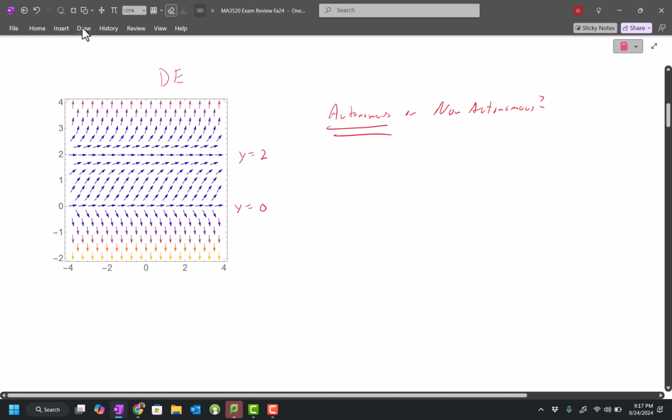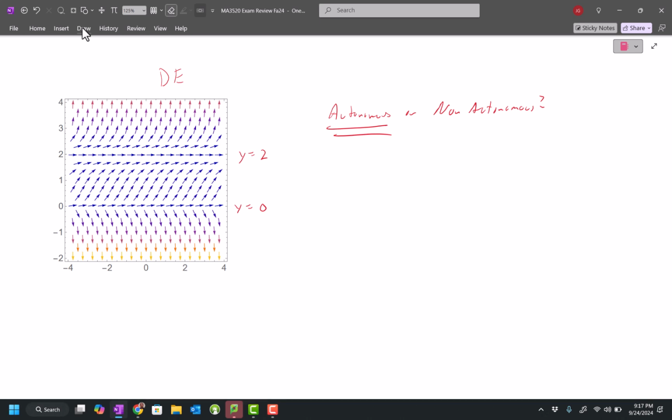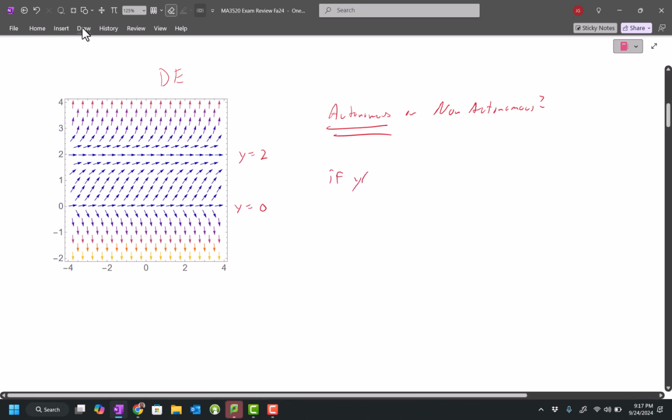And the thing I might want to do is consider the long-term behavior of solutions that satisfy certain conditions. For instance, if y of 0 equals 1, what would the long-term behavior be? Well, for this solution, the limit as t goes to infinity of my solution would tend towards what? Well, if I started at y of 0 equals 1, it looks like my solution would tend towards that equilibrium solution at 2. If I started at some other value, if y of 0 is equal to 1.99, it would still tend towards that value of 2.